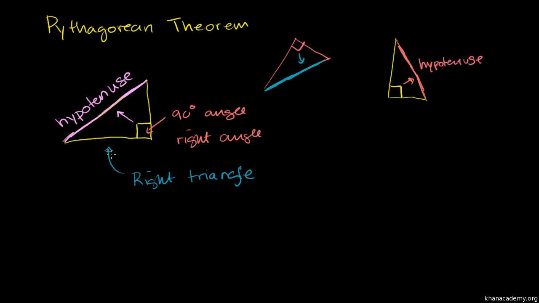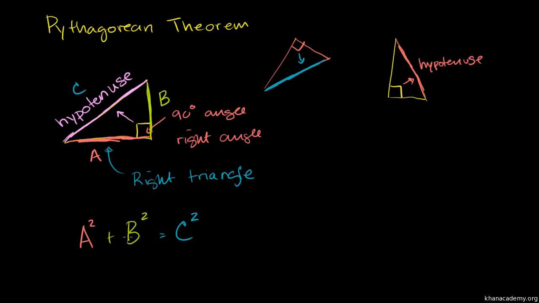So once you have identified the hypotenuse, and let's say that it has length c, now we're going to learn what the Pythagorean theorem tells us. So let's say that c is equal to the length of the hypotenuse. Let's call this side right over here a, and this side over here b. So the Pythagorean theorem tells us that a squared, the length of one of the shorter sides squared, plus the length of the other shorter side squared, is going to be equal to the length of the hypotenuse squared.